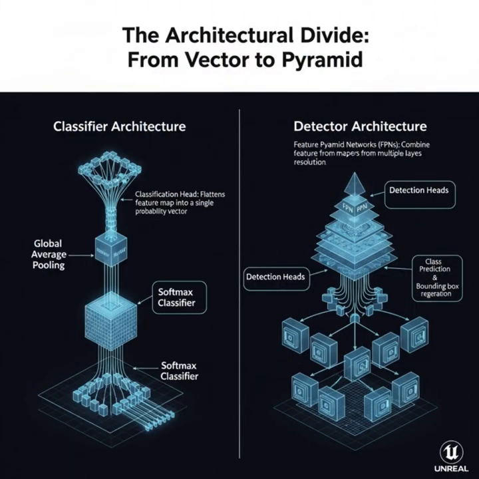So, how does a model's architecture enable this shift from classification to detection? It's all in the head of the network. A classification model, like a ResNet 50, has a backbone that extracts features, and its head is simple. It flattens the final feature map and passes it to a fully connected layer that outputs class probabilities. The spatial information is intentionally discarded at the end.